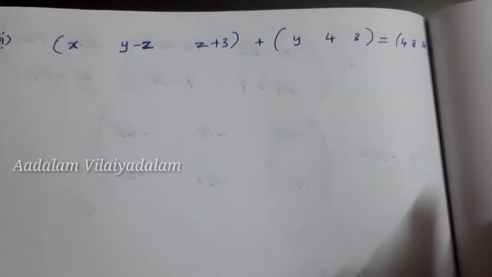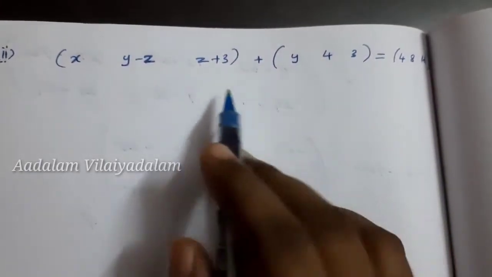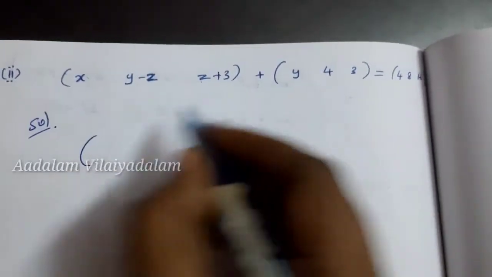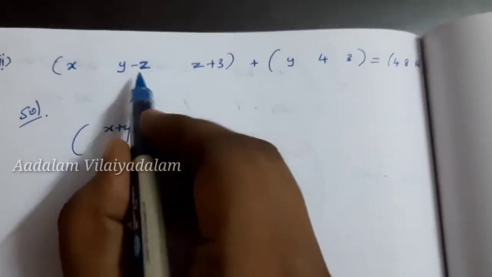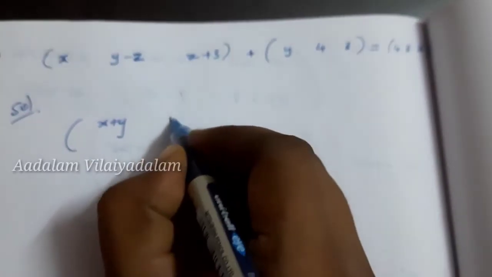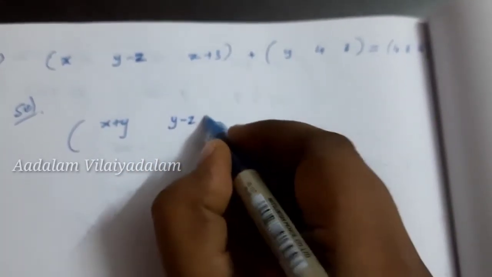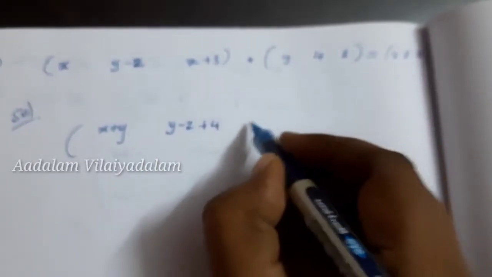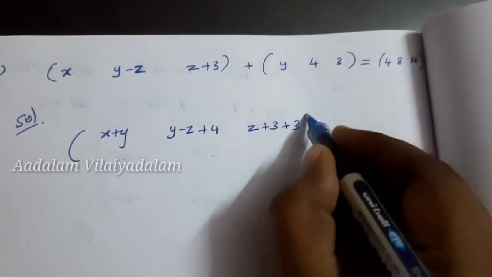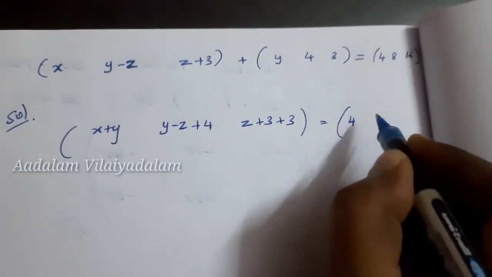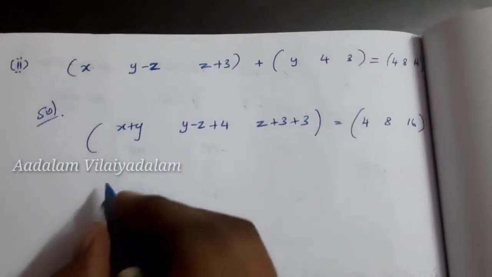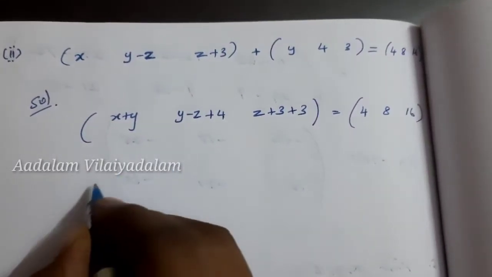Now, let's go for the second subdivision. In this subdivision, let us add the given matrices. Therefore, we get x plus y, then the corresponding element to the first and second are y minus z plus 4. Then the next one z plus 3 and plus 3, which is equal to the 4, 8, 16 of the corresponding matrix. Now, again we can simplify that.